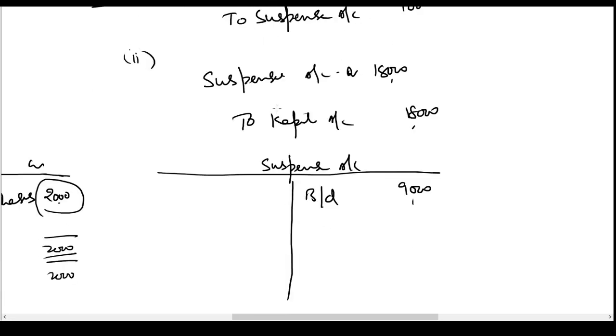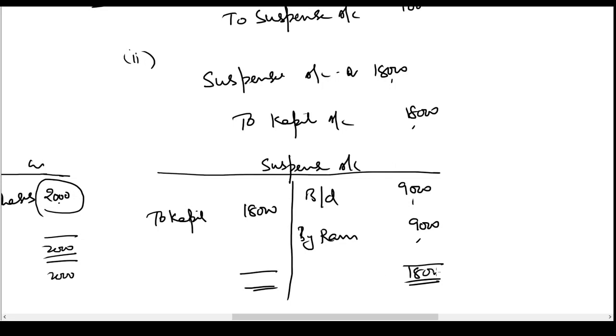Ram account debit to suspense. So in suspense account I'll write by Ram 9,000. And here, suspense account debit to Kapil 18,000. I'll write to Kapil 18,000. If you observe now, after posting these two entries, suspense account will tally. Suspense account has now got closed. There is no balance left in the suspense account. Debit 18,000, credit 18,000, the balances have tallied.